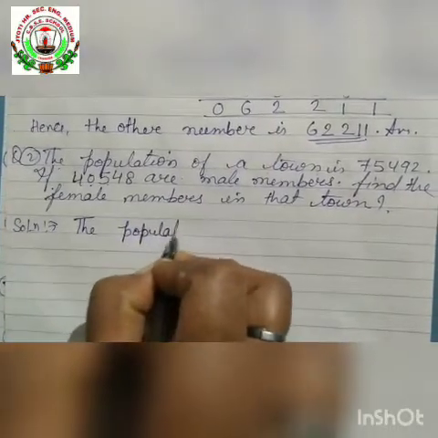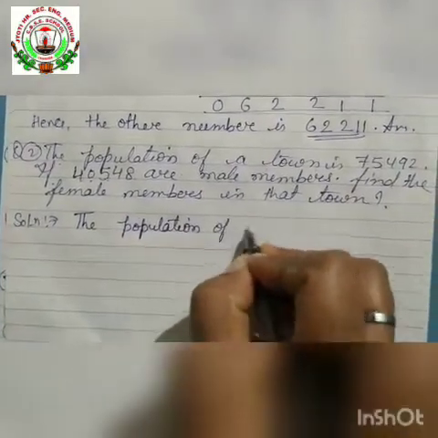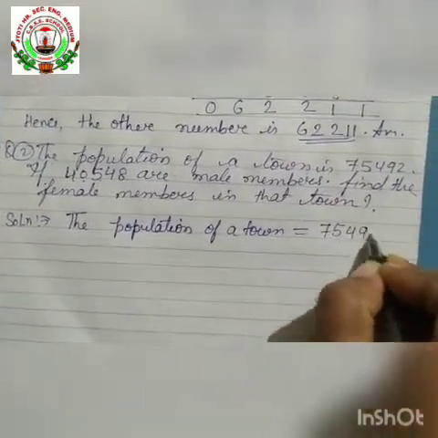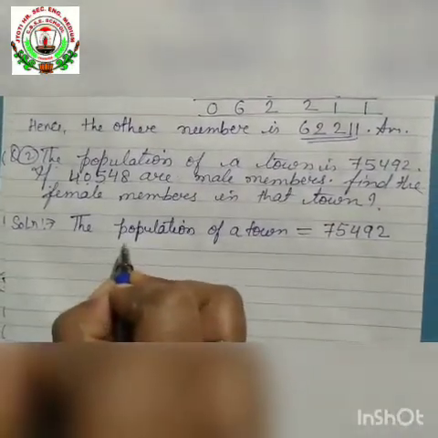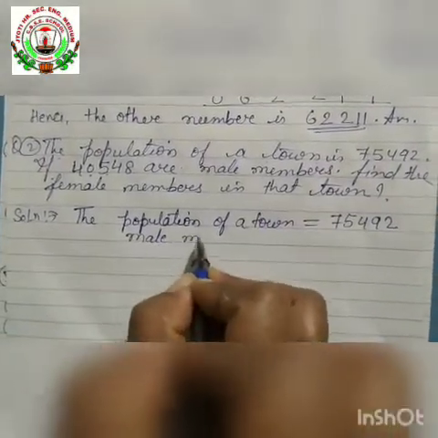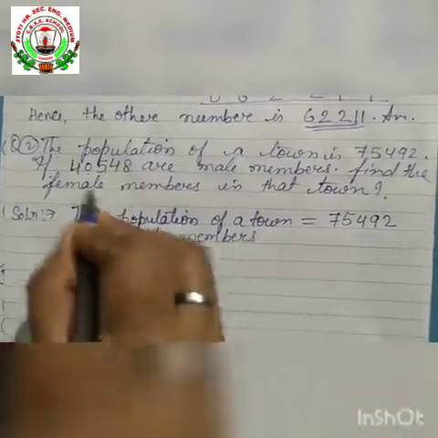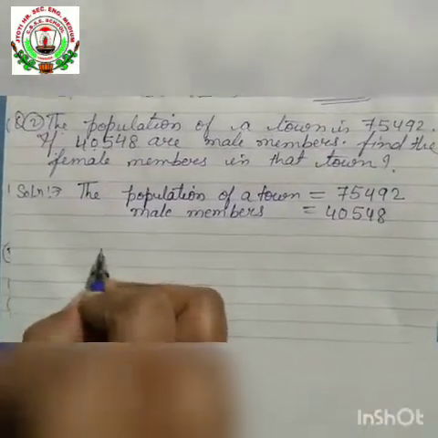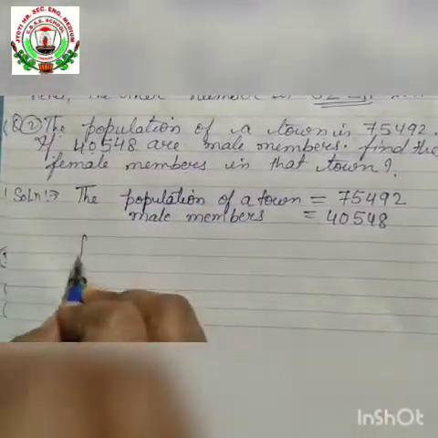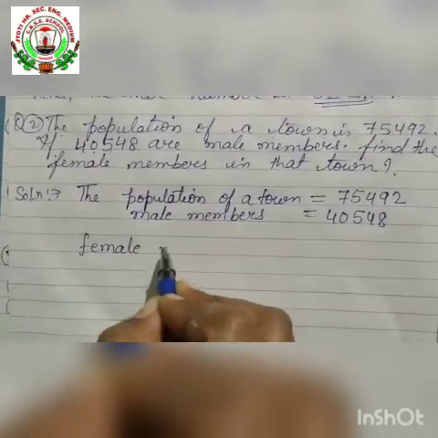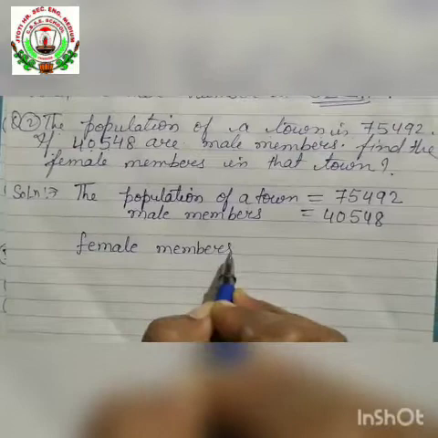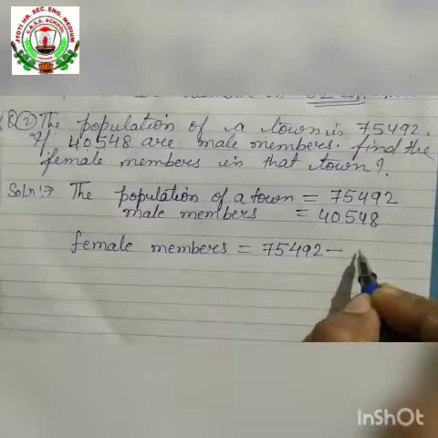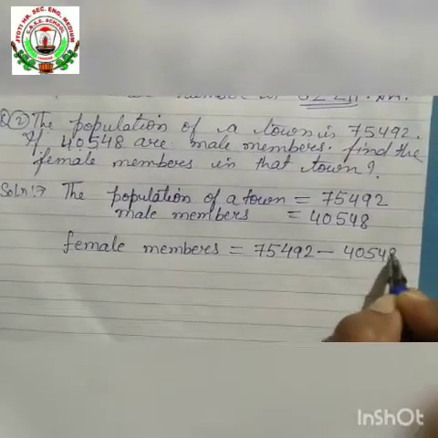Population of the town is equal to 75,492, and male members is also given here. Male members is 40,548. We have to find out the female members, so we will write here female members equal to total population minus male members.